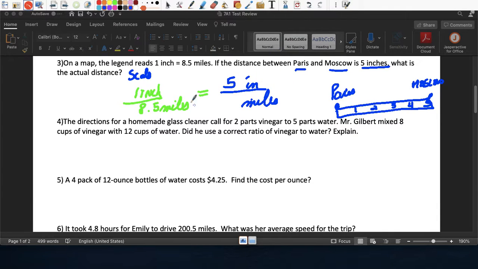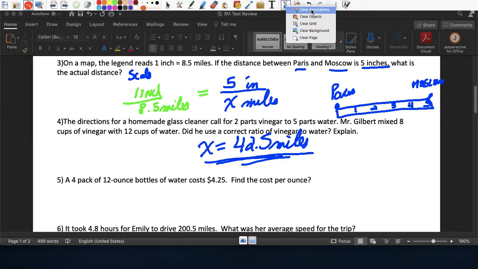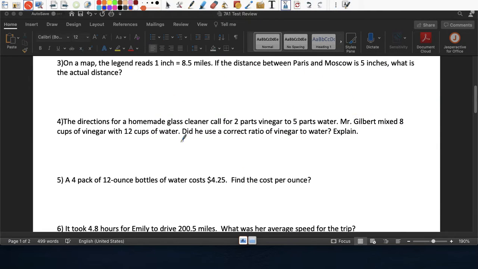I'll put an x here because I want the distance. So cross multiply: x equals 8.5 times 5, which equals 42.5 miles. This is completely fake, but the answer here, according to this, is 42.5. It's much further than that in reality.